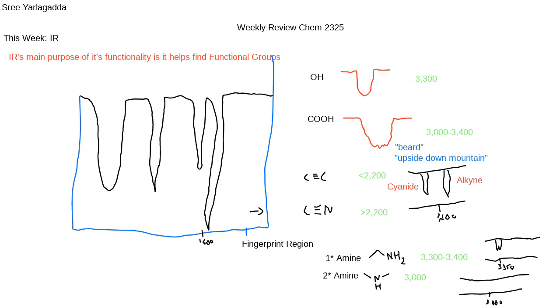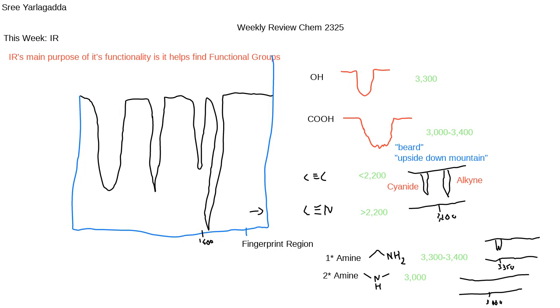And all of these numbers, by the way, are rough numbers. Sometimes they might not be exact because, depending on the entire structure, some things can shift to the left or to the right. And you guys will learn about that in the coming lectures. But for now, make sure you understand the primary numbers.